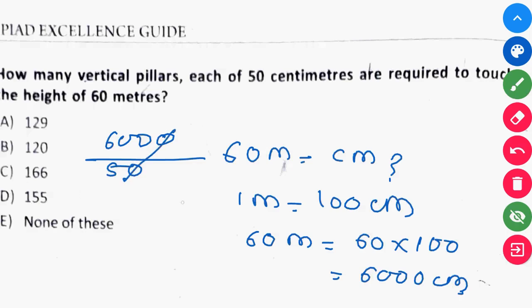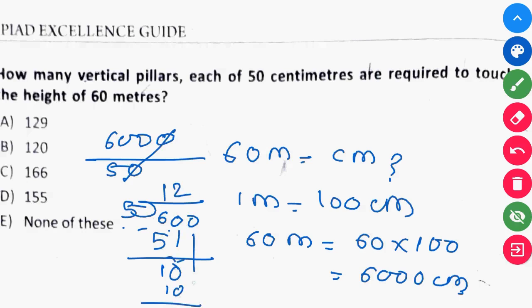The 0 will get cancelled, so 600 divided by 5. 5 ones are 5, 1 will be the remainder. 0 will come down, 5 twos are 10. 0 will come down again. 5 zeros are 0. So 120 pillars are needed to cover 60 meters of height.